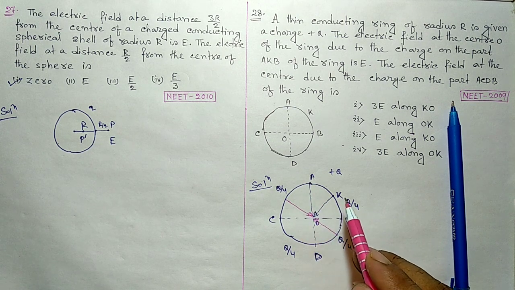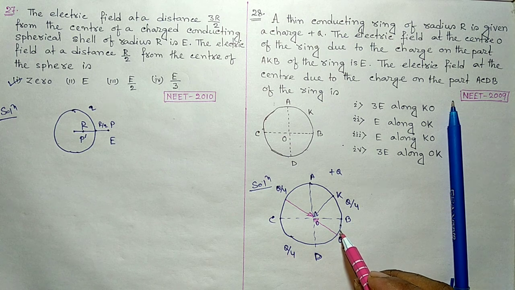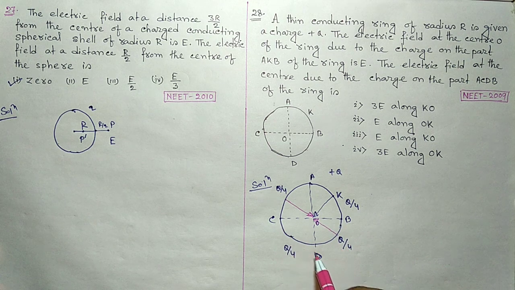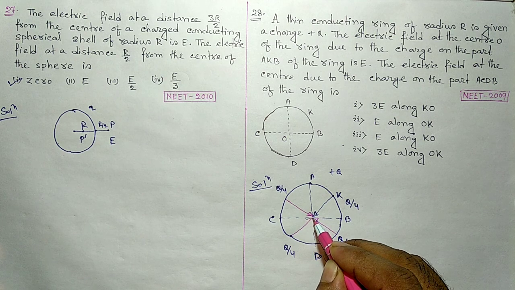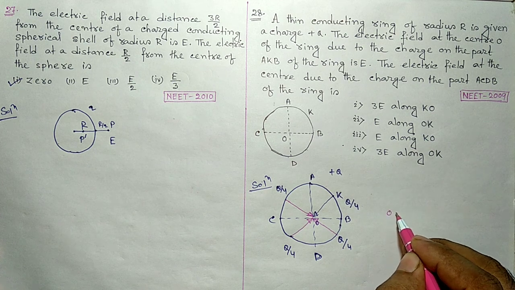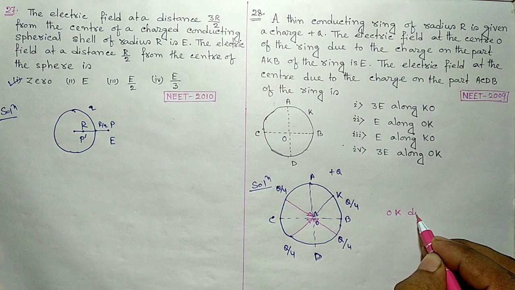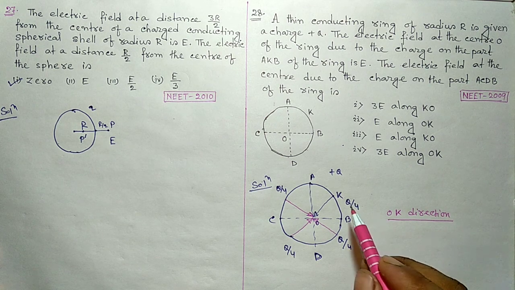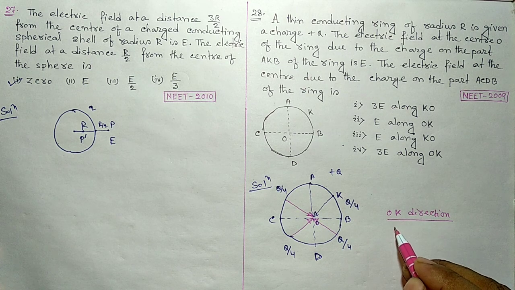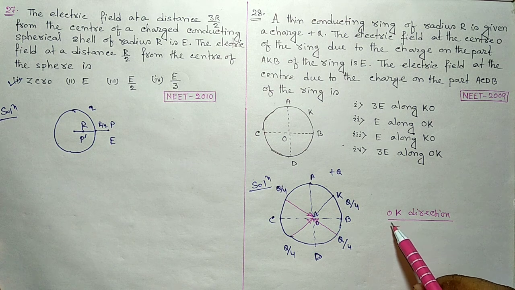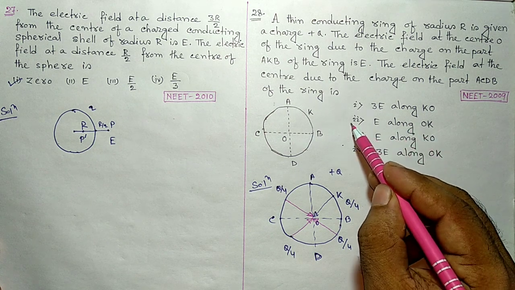So due to AC and due to BD, the net electric field cancels each other. The remaining part is CD. Due to that, the direction of the electric field is this direction. So this direction is the OK direction, and the electric field is the same as AB, E. So the final answer is electric field E in the OK direction. E along OK. Option 2 is the right answer.